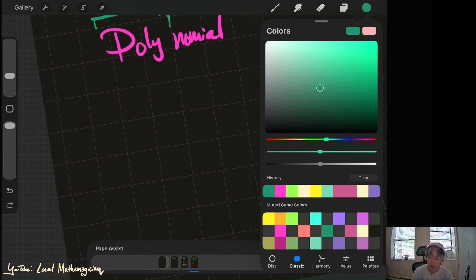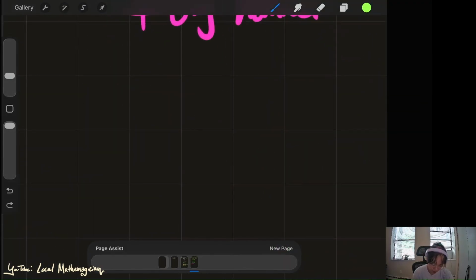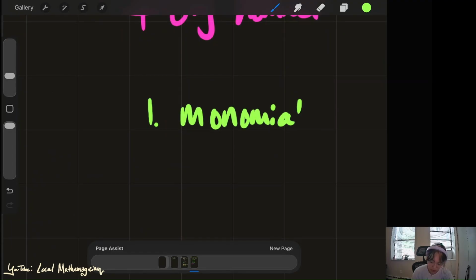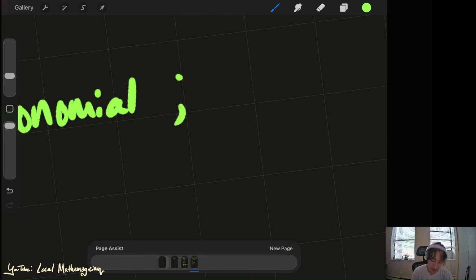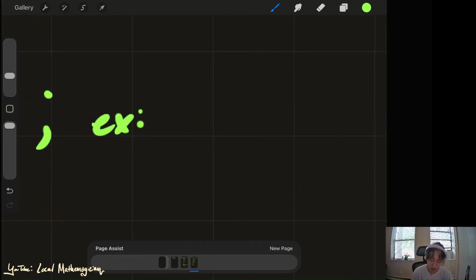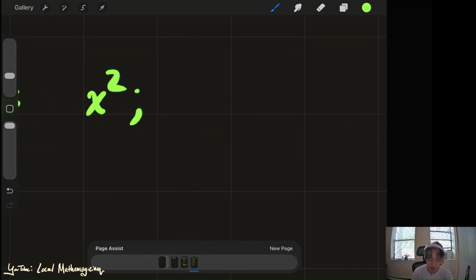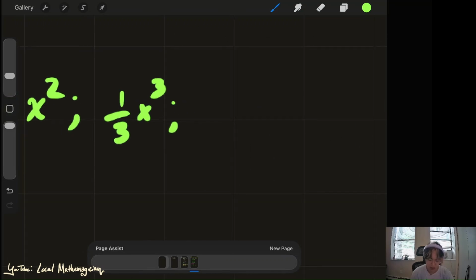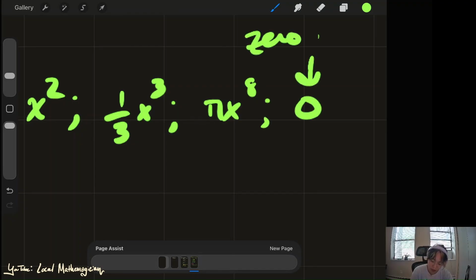So what kind of polynomials can you have? Well, you can have a monomial, which has one term. So for example, you can have x squared. You can have 1/3 x cubed. You can have pi x to the 8th. You can have 0. This is called the 0 polynomial.